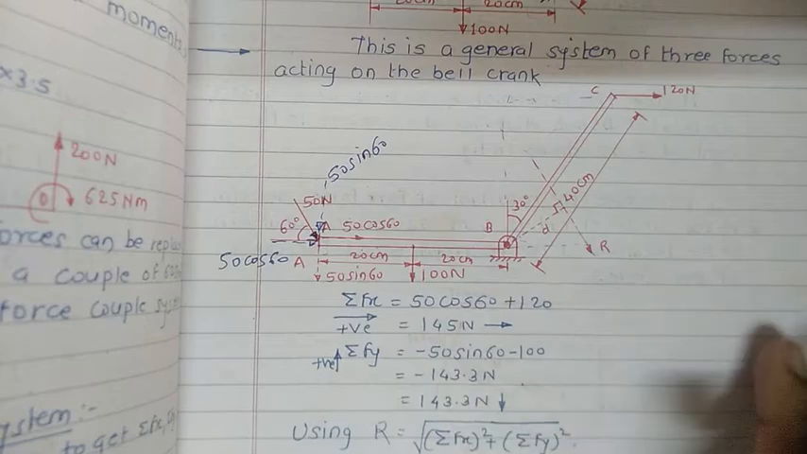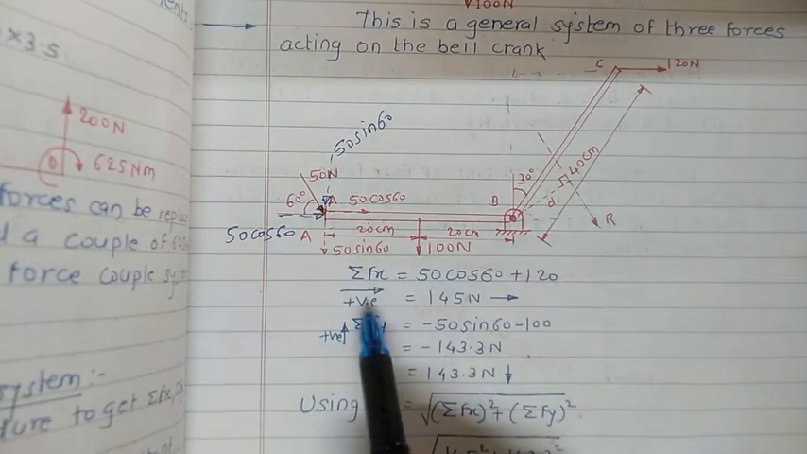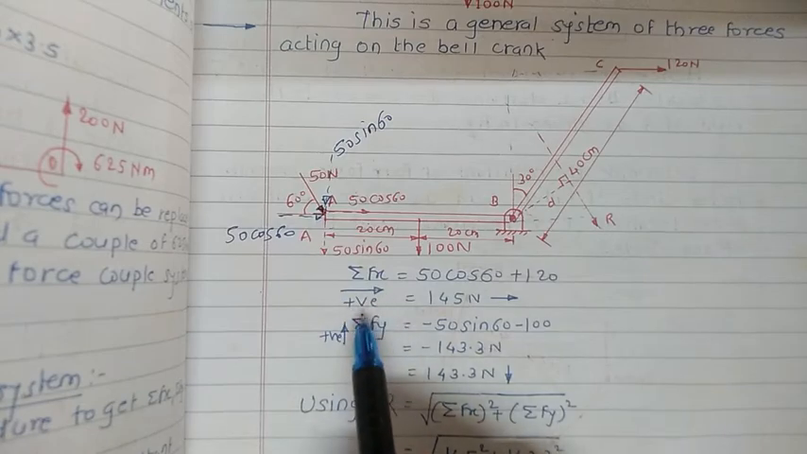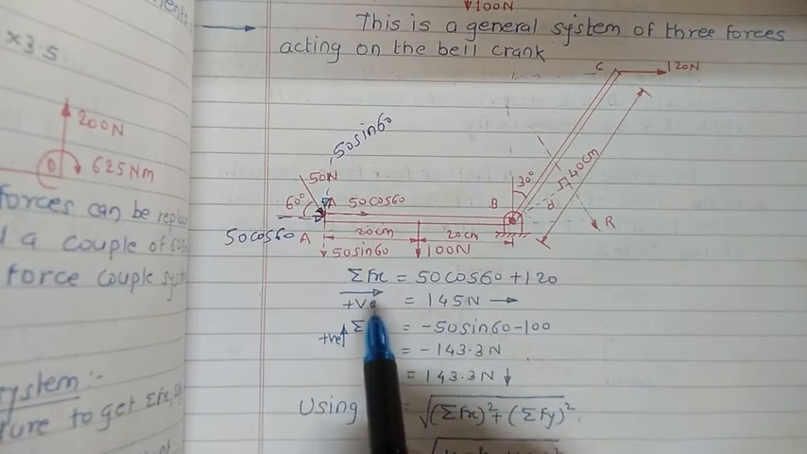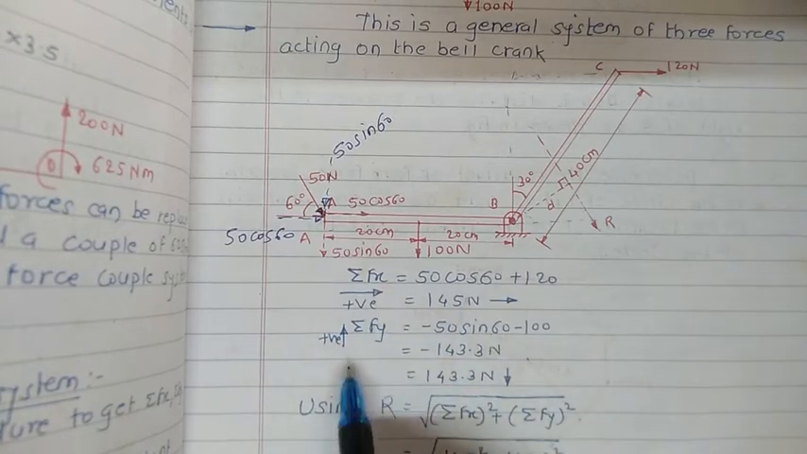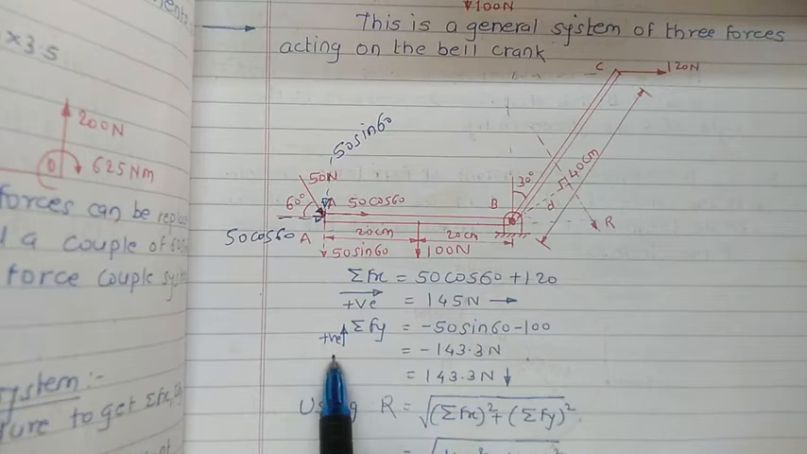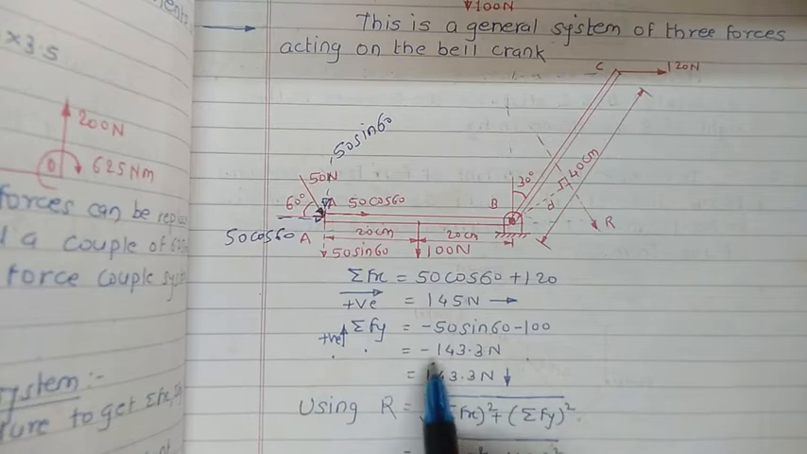So do the calculation. We can get the value for the summation of Fx by considering this as the sign convention. Forces running towards the right direction you need to consider as positive, and in the reverse direction you need to consider as negative. Now in the same way get the value for the summation of Fy by considering this as the sign convention. After doing the calculation, we get the summation of Fy equals minus 143.3 Newton.